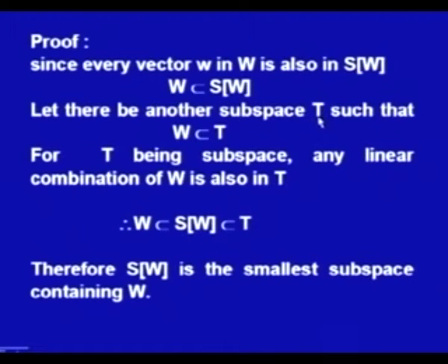Now, let us say SW is not the smallest subspace. Let us say there is another subspace T such that W is a subset of T. For such a subspace T, any linear combination of W is also in T, because it is a subspace. So W is a subset of SW, which is a subset of T, because all the linear combinations are in SW. That means SW is the smallest subspace containing W.